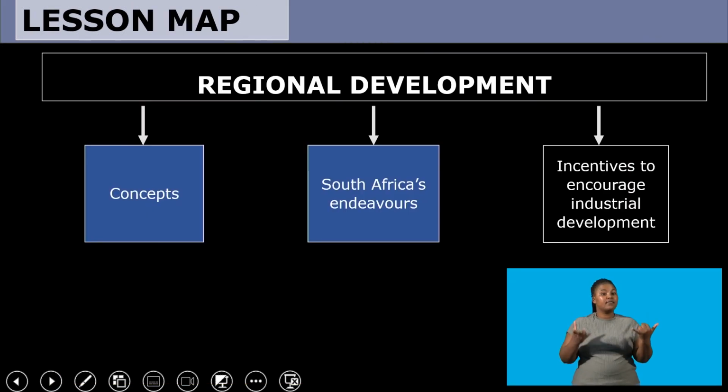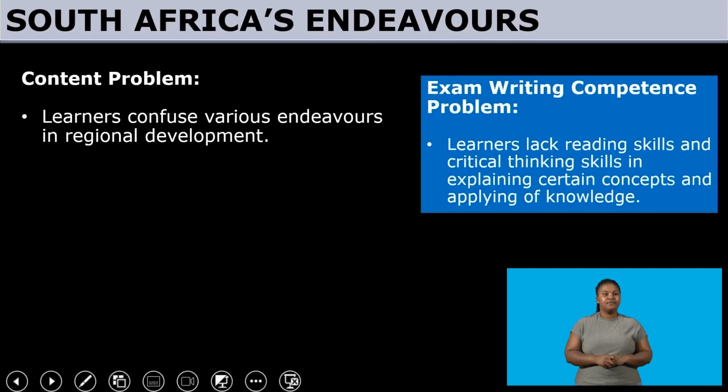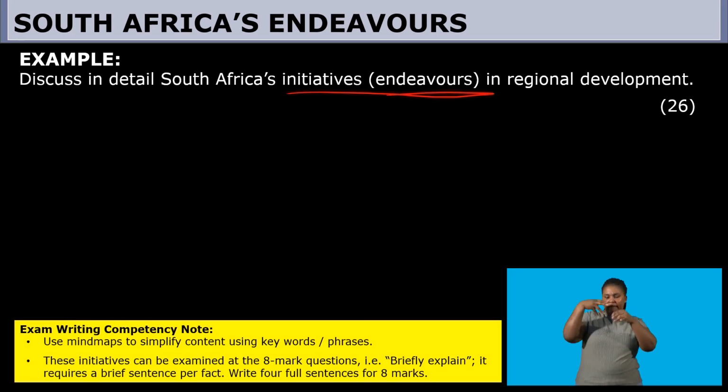Now, moving on to South Africa's endeavors in regional development. Here, the problem is that learners confuse various endeavors in regional development. Let us look at this question as an example, which says, discuss in detail South Africa's initiatives or endeavors in regional development. That is 26 marks, meaning that it's a possible essay under this topic of regional development.